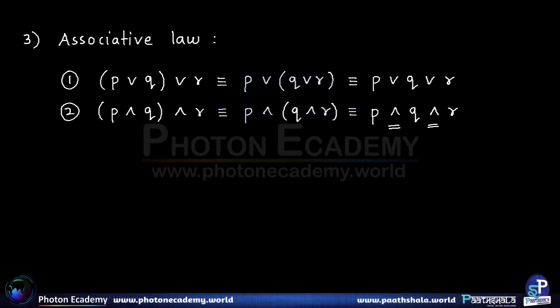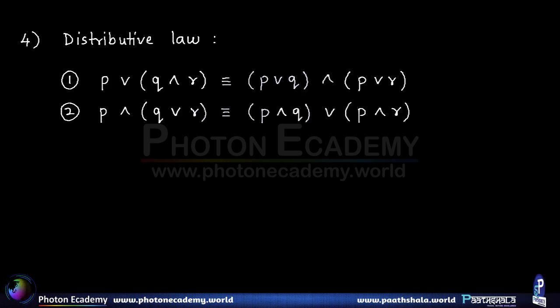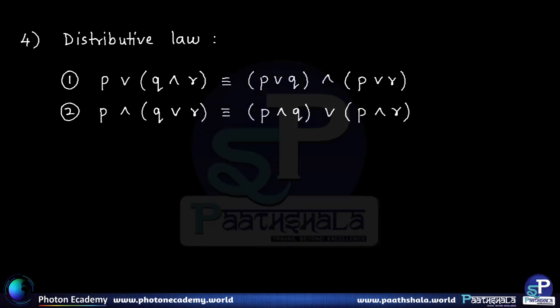So naturally the question arises: what if there are three elements but they have two different logical connectives, that is, one AND and one OR? That is where we have the next law, called the distributive law. This is where the brackets are of immense importance, because the statement will mean something different if the brackets are not put in the original statement.